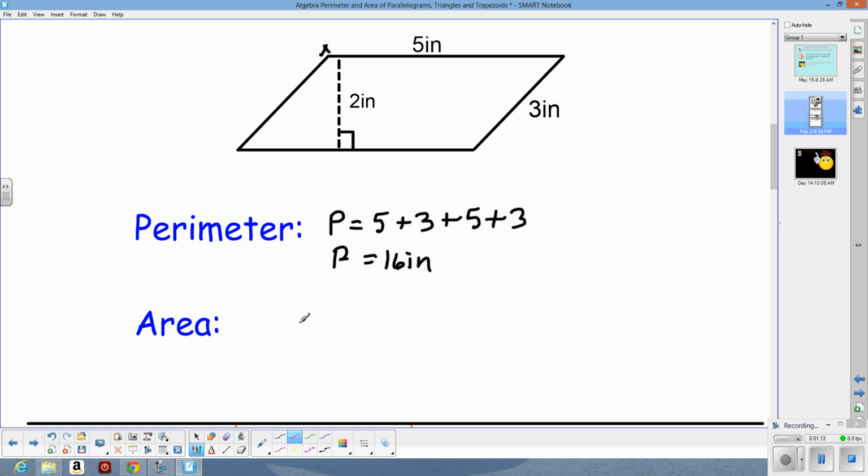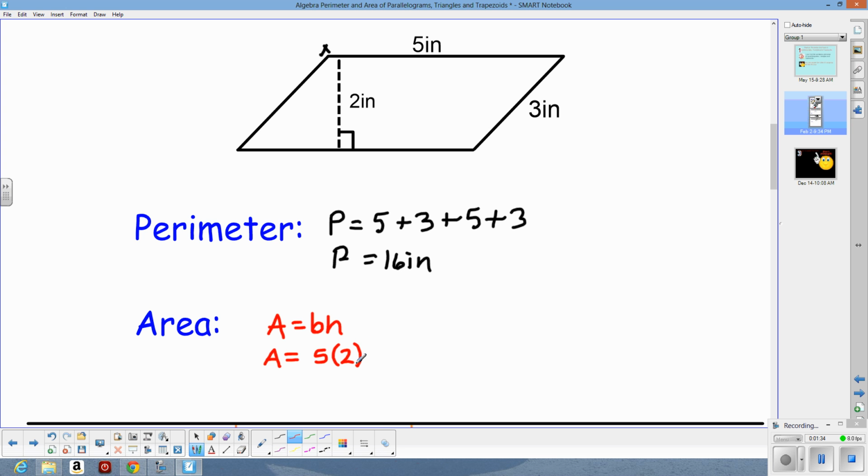Now when you go to find the area, I want you to write down three things. I want you to first write down the formula. Area equals BH, or base times height. Below that, step 2 is to write down the formula with the numbers where they belong. So the base is 5 and the height is 2.